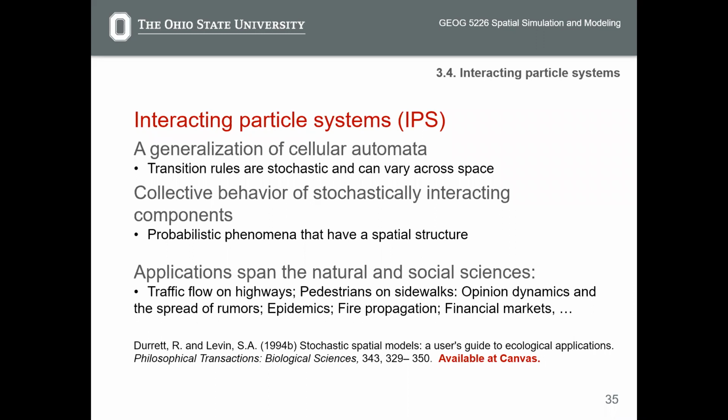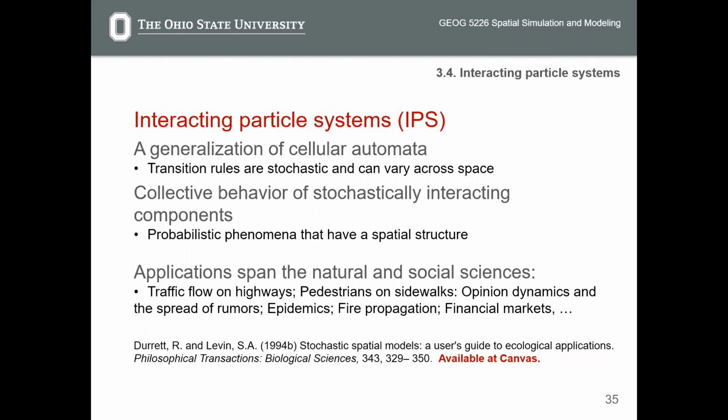Okay, in section 3.4, we are going to discuss how to use something called interacting particle systems to generate aggregation and segregation. We call these systems IPS. IPS is a generalization of cellular automata. There are transition rules, but different from total CA. These transition rules are random or stochastic and can vary across space.